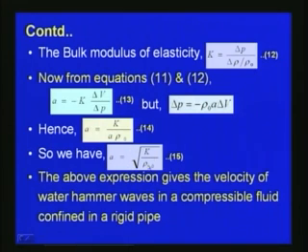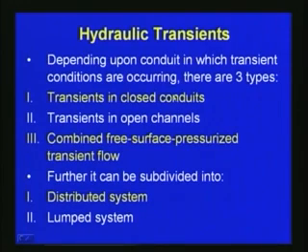So, A is equal to square root of K by rho 0, as in equation number 15. Now we have seen the case of a sudden valve closure in a pipe or closed conduit connected to a reservoir. So, the water hammer or hydraulic transient is generated.